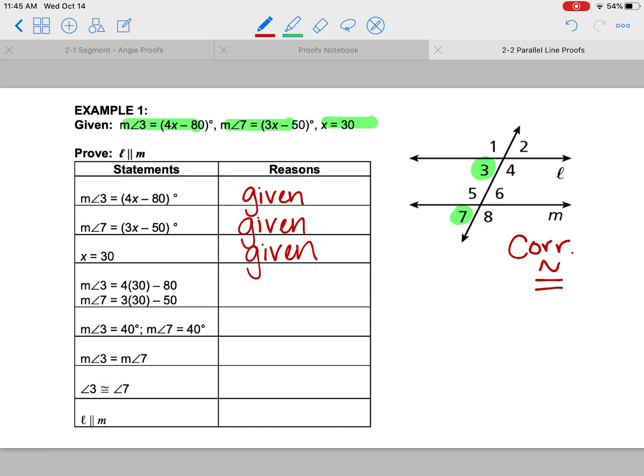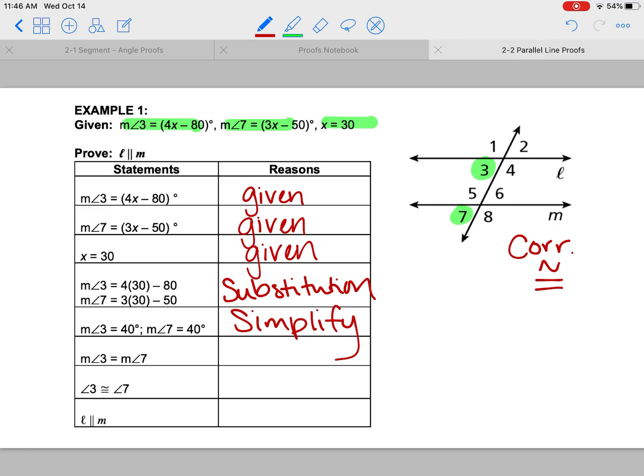So looking at the next step, we can see that they are plugging 30 in for all the x's. So if they plug something in, that is substitution. And then they combine those. They'd say 4 times 30 minus 80 and 3 times 30 minus 50. And so if that's just combining stuff, that is called simplifying. It's something that's happening on one side of the equal sign. It's not like you're adding to both sides. It's just happening on one side of the equal sign.